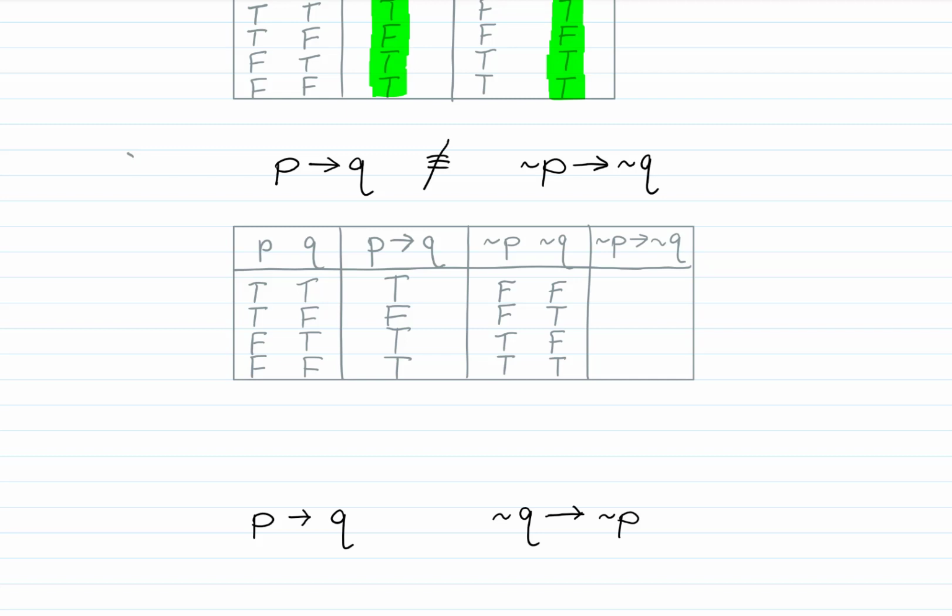Okay? So that's an implication. Remember, an implication is always true except in the one case where the hypothesis is true and the conclusion's false. Where's the only time that happens? Right here. Hypothesis is true, conclusion's false, so the implication will be false. And in all other cases, the implication's true. Now look. These do not match. So these statements are not equivalent.